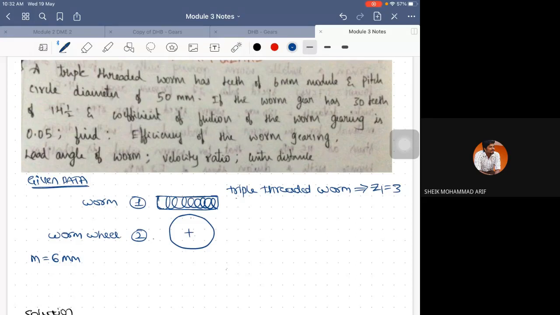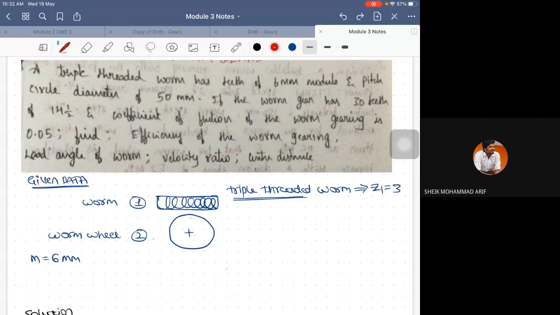Triple threaded, in the sense: the worm will have either 1 thread, 2 threads, 3 threads, or 4 threads. That's it, it will not go beyond that. What is this thread? How many of the screws are being engaged? Suppose 3 screws are engaged, then it is a 3-threaded worm. If 2 screws or 2 convolutions are engaged, then it is a 2-threaded worm. It is like that. So that's why it is a triple-threaded worm. So Z1, I will be taking as 3 there.